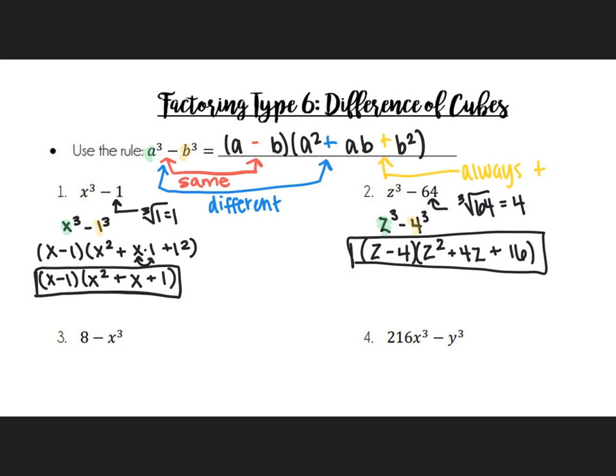On example 3, I'm going to rewrite 8. So I'm going to take the cube root of 8, which is 2. So I would rewrite this as 2 cubed minus x cubed. This time 2 is a and x is b. And if I plug that into my formula, I would have 2 minus x, 2 squared, which is 4, plus 2x plus x squared.